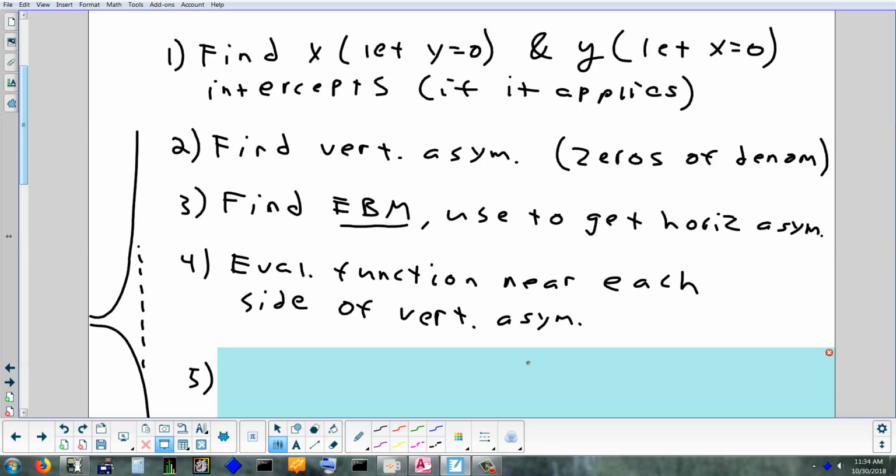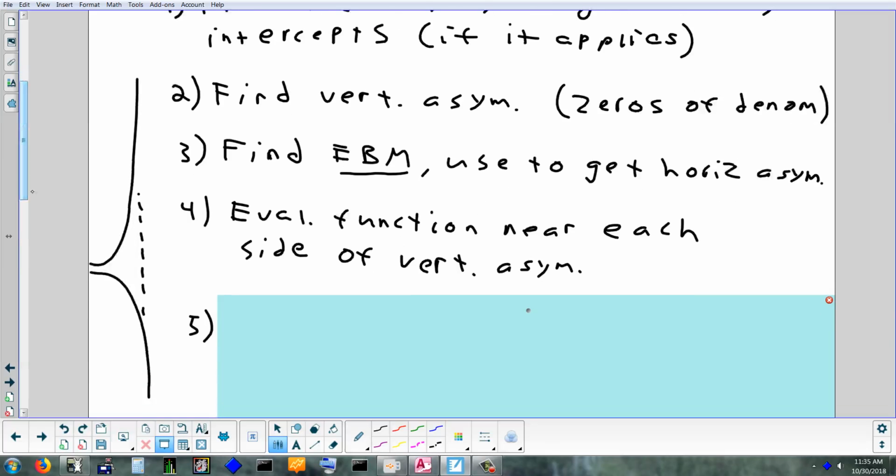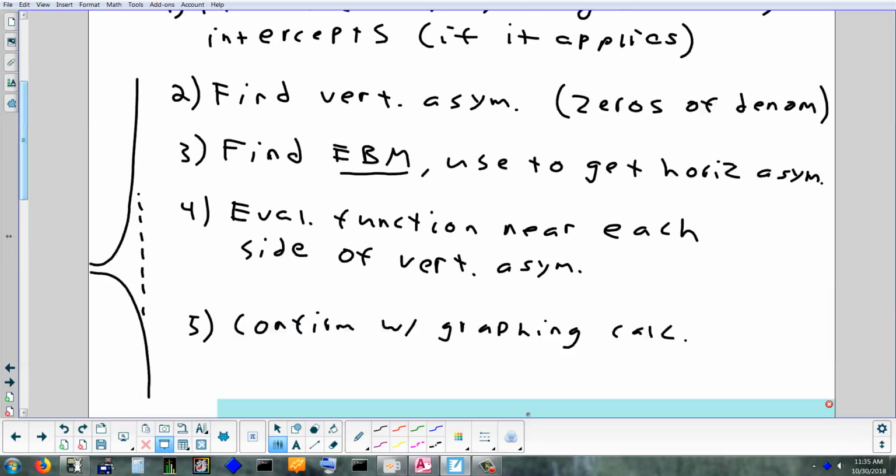You can't plug in the asymptote itself. You'll get an error. But you can go really, really close. And you're either going to get a huge positive number or a huge negative number. One of the two. And then after we do that, we can make our sketch. We should have a pretty good idea, and we can double check it by confirming with the calculator.